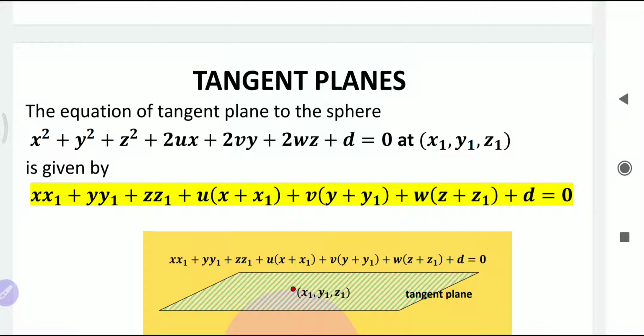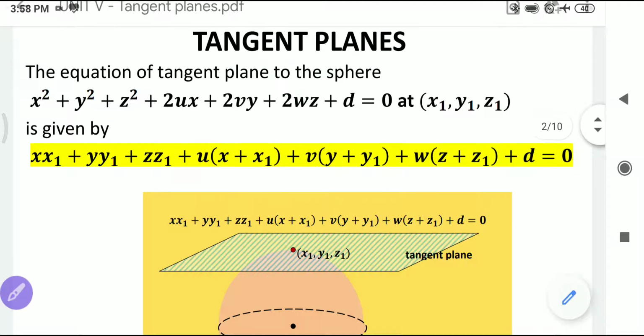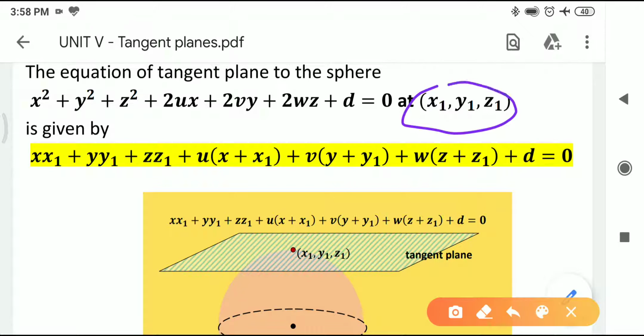Now, if we have a tangent plane to this sphere at the point x1, y1, z1, suppose this is the point of contact of the sphere and the plane, then how do we write the equation of that tangent plane? This is the formula for it. The equation of the tangent plane is given as x x1 plus y y1 plus z z1 plus u times (x plus x1) plus v times (y plus y1) plus w times (z plus z1) plus d equal to 0.